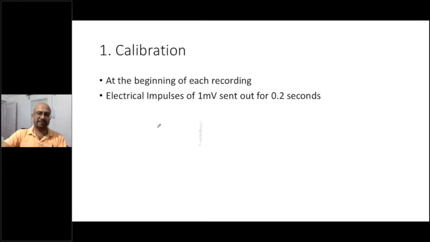So when you look at an ECG, at the beginning of every ECG, the machine gives a pulse of 1 millivolt. It sends impulses of 1 millivolt. So 1 millivolt should record 1 large square on the ECG. Each 1 millivolt is about 10 mm. So you should see a recording of 1 millivolt. That means a 10 mm rise should be there in the calibrating impulse.